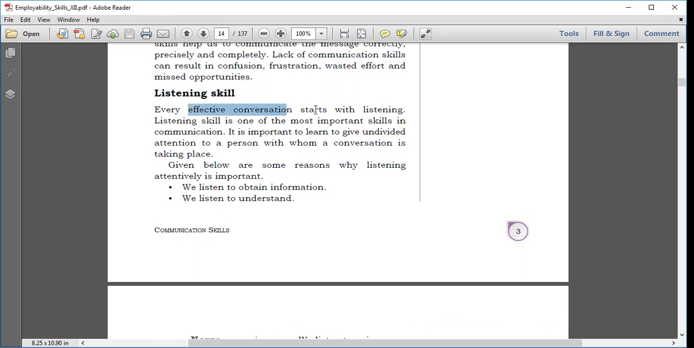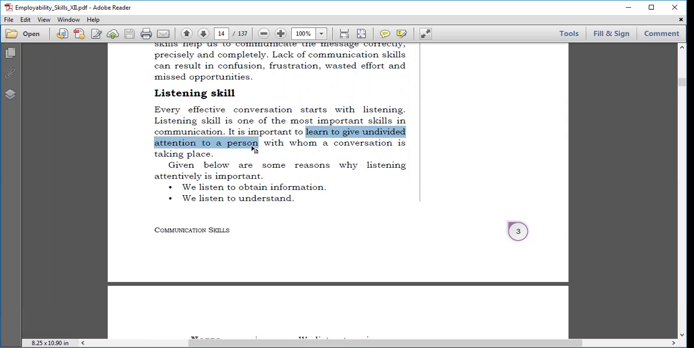Every effective conversation starts with listening. Listening is a very important skill, because when you listen to somebody, you get the exact message which the person wants to convey to you. It's one of the most important skills required, right? So it is important to learn to give undivided attention to a person.